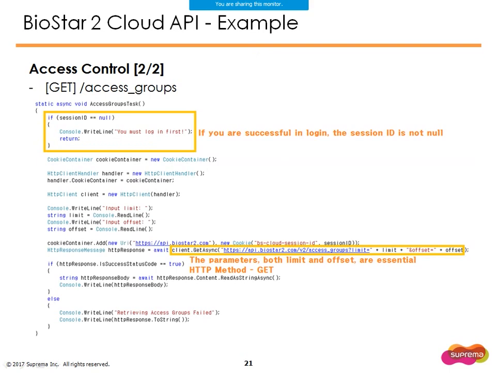If you see the source code for calling access groups, by checking the variable session ID, this program determines if you are the person who successfully logged in. If you are successfully logged in, the session ID is not null. The next point is that you have to call getAsync method and include the necessary parameters in URL.